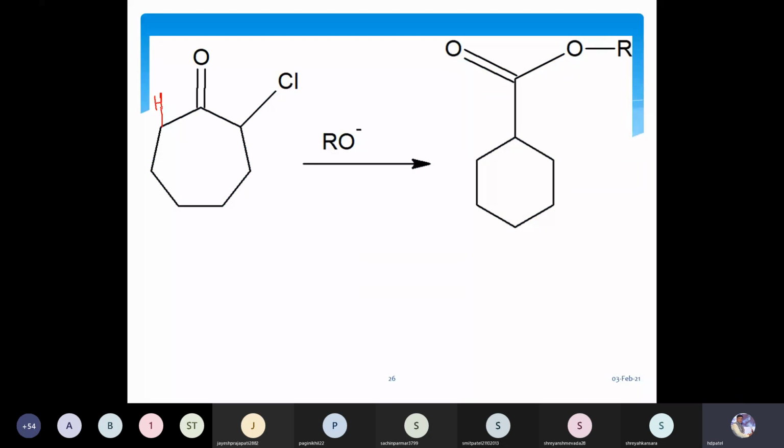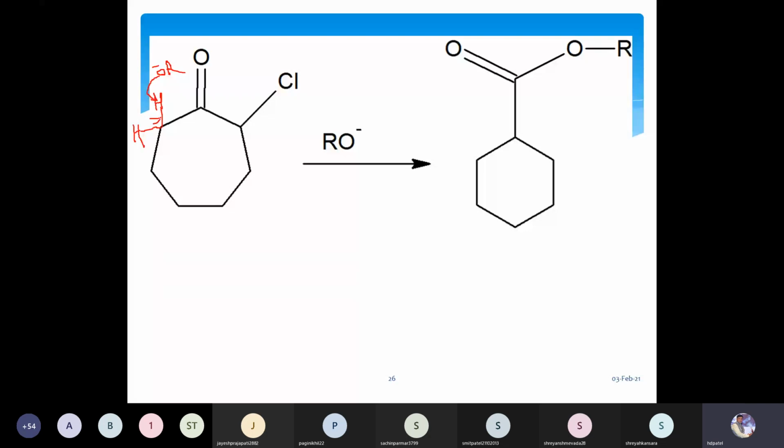Now RO minus will attack on this position, and as a result, what happens first? Here OR will attack on this position, on hydrogen, and the hydrogen will be eliminated as H plus. When hydrogen is eliminated as H plus, what do we get? A negative charge on this position.